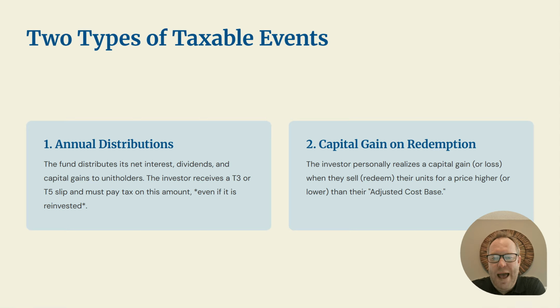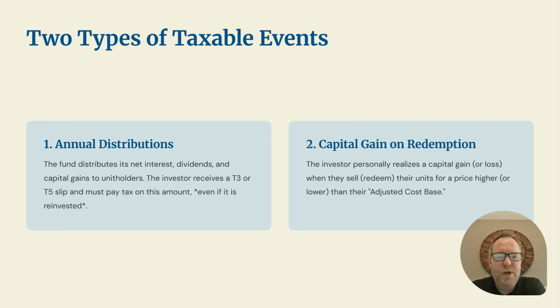So how are mutual funds taxed if they are taxed? There are two ways. The first would be annual distributions. The fund distributes its net interest, dividends, and capital gains to unit holders. The investor receives a T3 or T5 slip and must pay tax on this amount, even if it is reinvested. The second would be capital gains on redemption. So the investor personally realizes a capital gain or loss when they sell or redeem their units for a price higher or lower than their adjusted cost base.